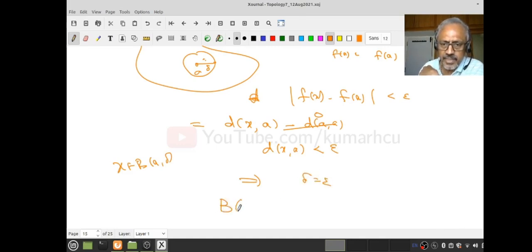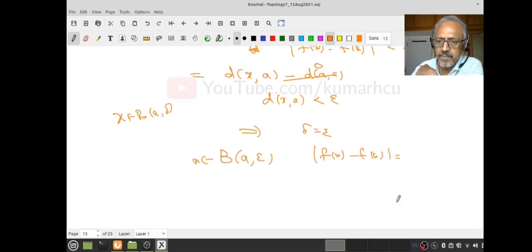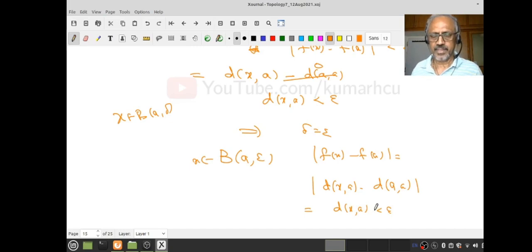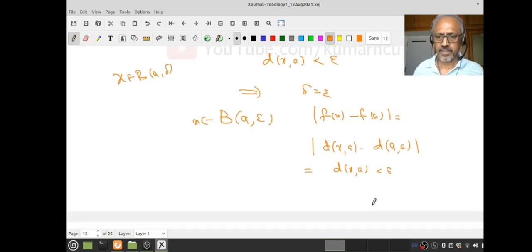So if I look at B(a, epsilon), if x belongs to that, then what is f(x) minus f(a)? This is the distance between x and a minus the distance between a and a. But that is the distance between x and a because it is non-negative, but that's less than epsilon. So I proved it. You follow that? Please pause, review, proceed.